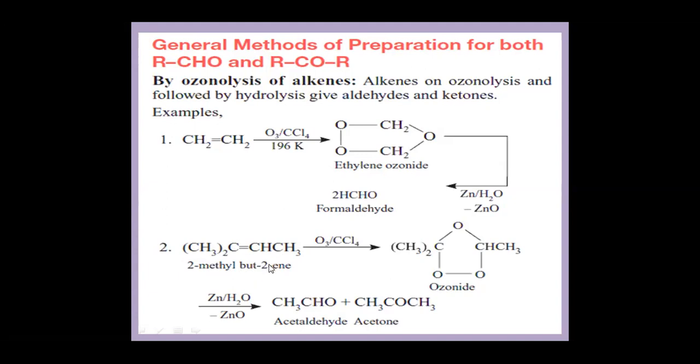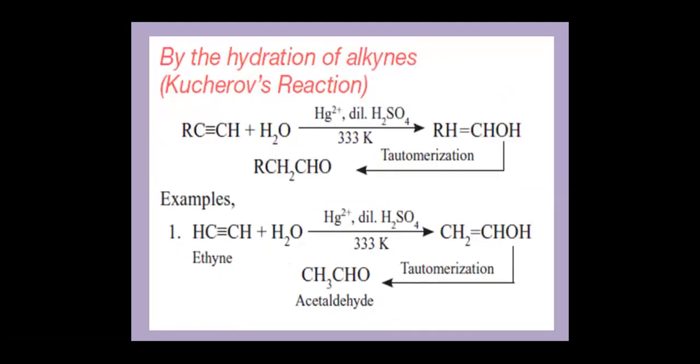2-methyl-2-butene by ozonolysis followed by hydrolysis can give us a mixture of an aldehyde such as acetaldehyde and a ketone such as acetone. The next method is by the hydration of alkynes.